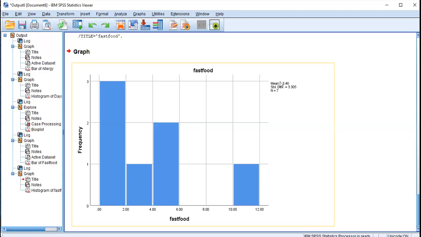So we have got a mean of 3.46, which is the consumption of fast food by kids in a given week of the 7 kids. And this is how the data is represented in histogram format. So that was for A part.